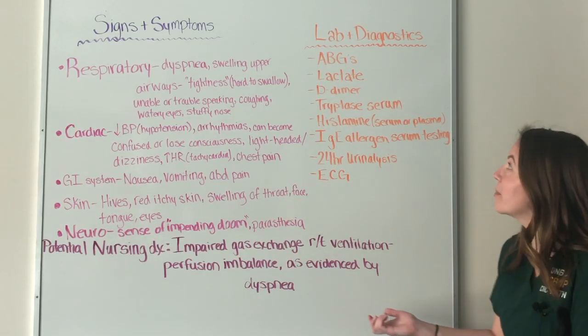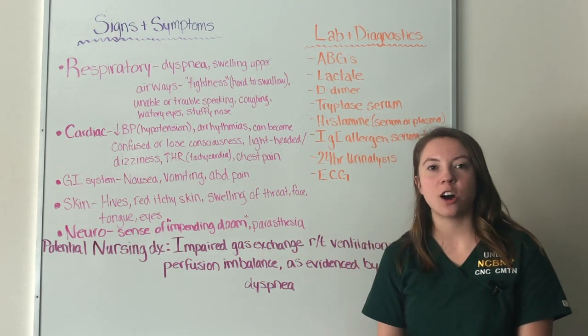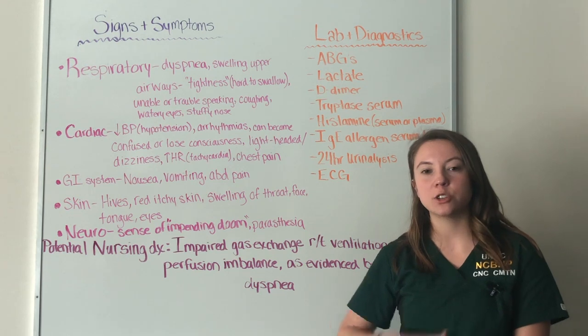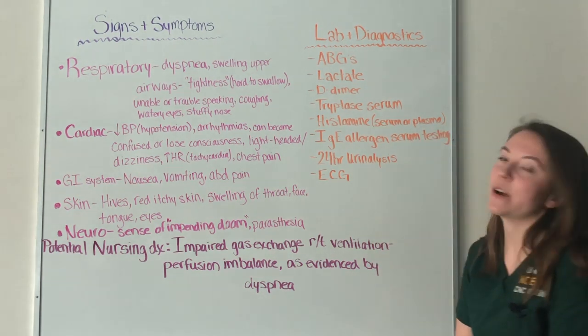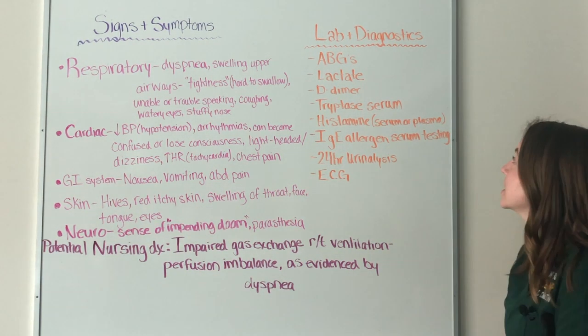Okay, now we're going to go into lab and diagnostics. So we want to check the ABGs. These patients can be very acidotic as they're retaining lots of CO2 because they can't blow off the CO2. So you might see respiratory acidosis, metabolic acidosis, and those can be very dangerous for our patients.